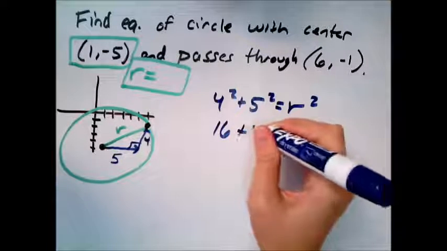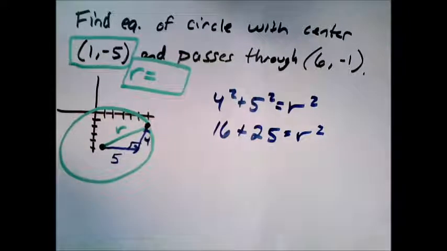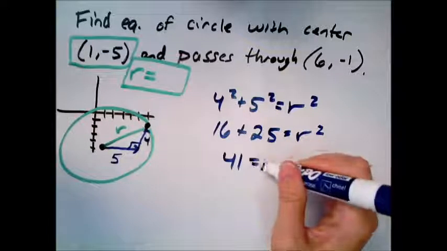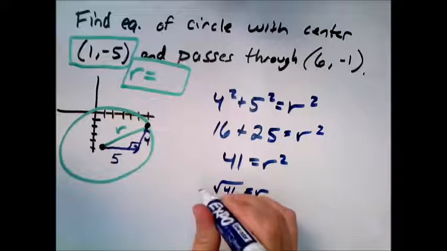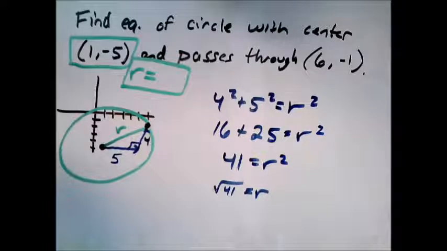So 16 plus 25 equals r squared. 16 plus 25 is 41. Which technically means, since I can take out the negative case, I don't have to do plus or minus, I know it's a distance, so it's got to be positive, that r is square root of 41.